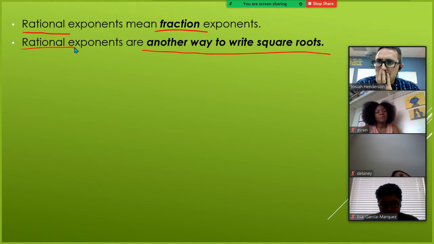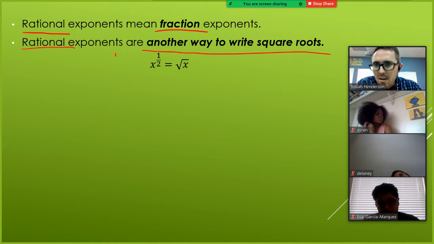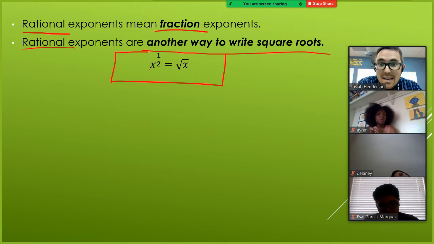Which we'll see in a moment. So here's a definition. Make sure to write this down. I'm going to circle it, very important. Any number x to the 1/2 power is equal to the square root of x.